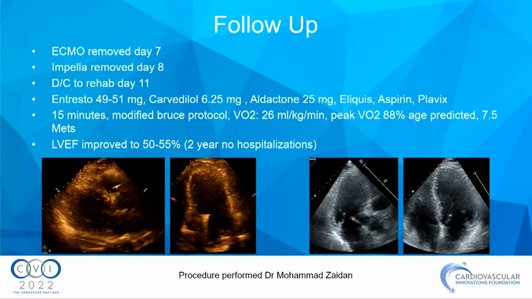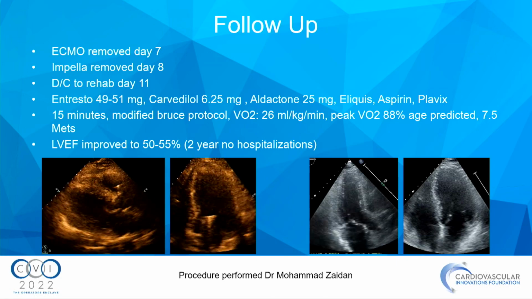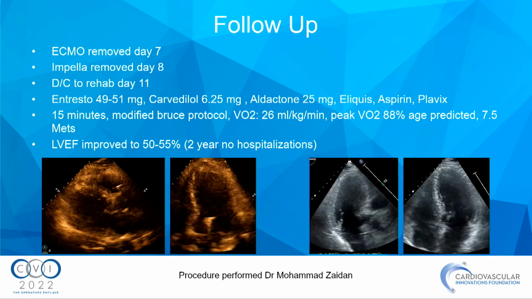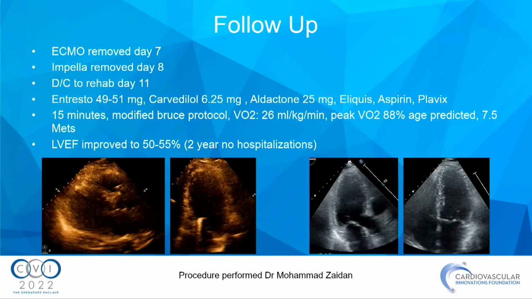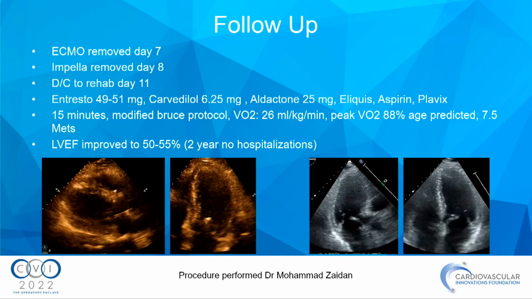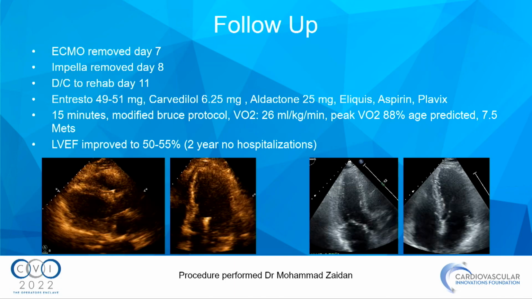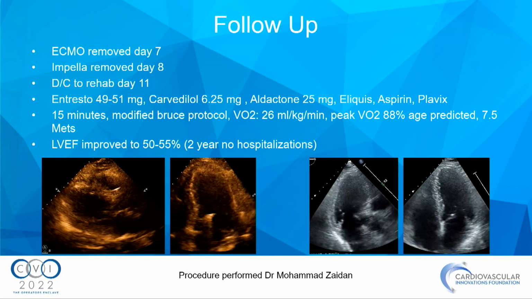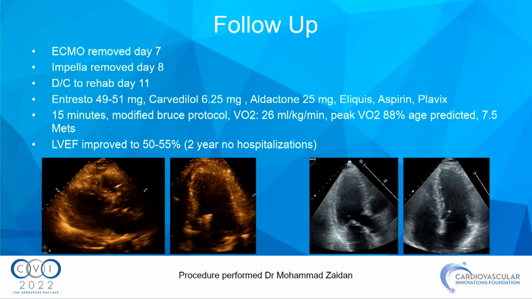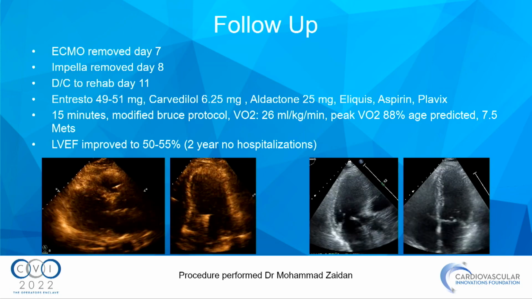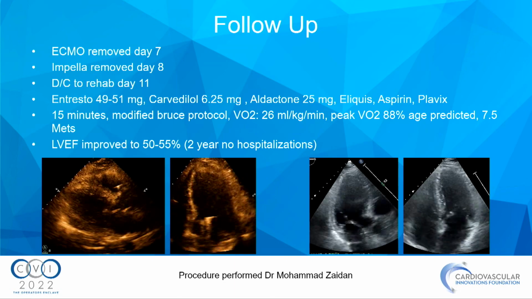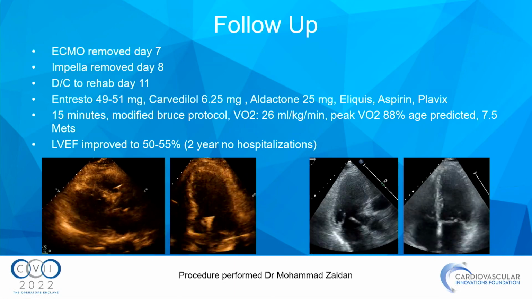Discharged to rehab on day 11, started on goal-directed medical therapy, completes cardiac rehab, and does 15 minutes on a modified Bruce 3 months after his MI. EF has improved to 50 to 55%. He's had 2 years of follow-up with no significant hospitalizations. So how many of us could have saved this patient, delivered care in an expedited fashion, and gotten a great clinical outcome for this patient?